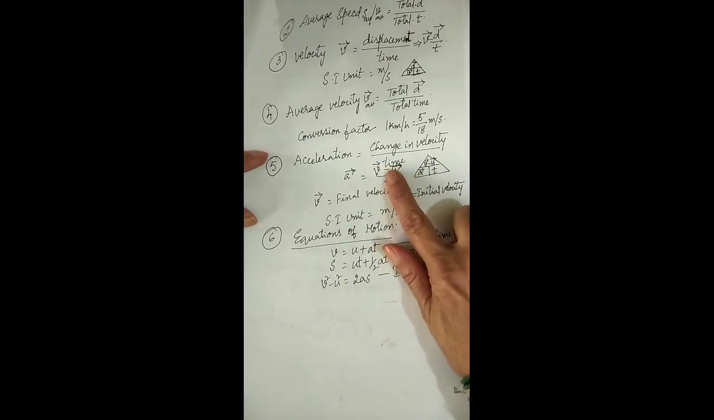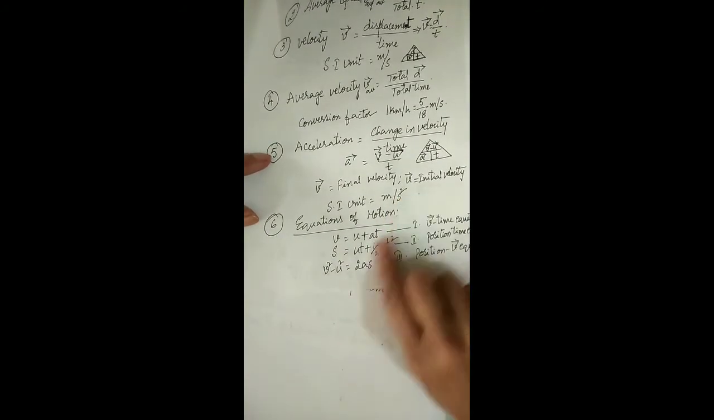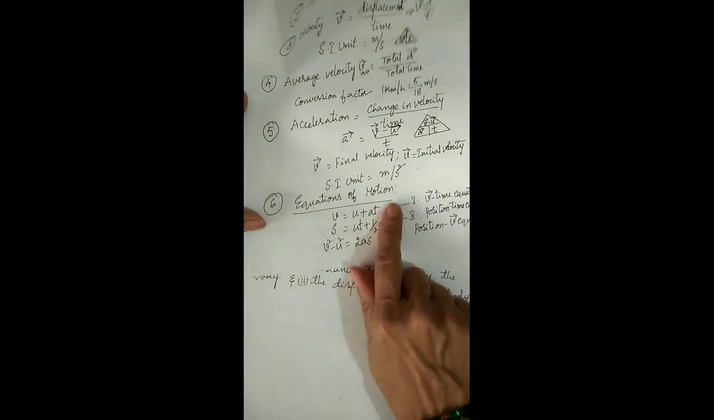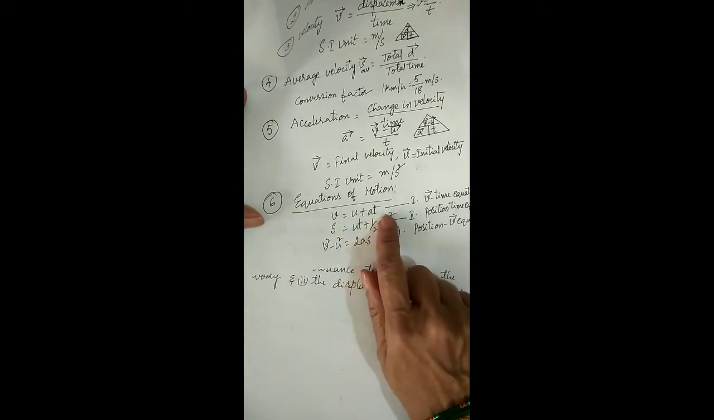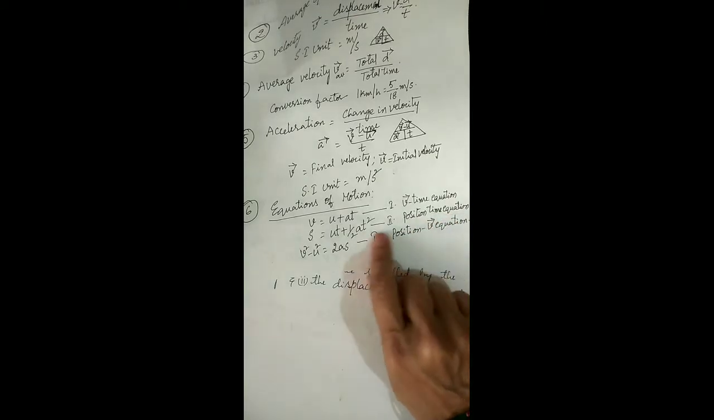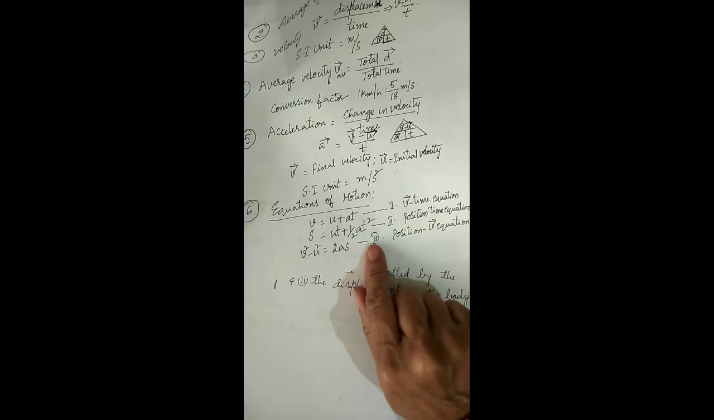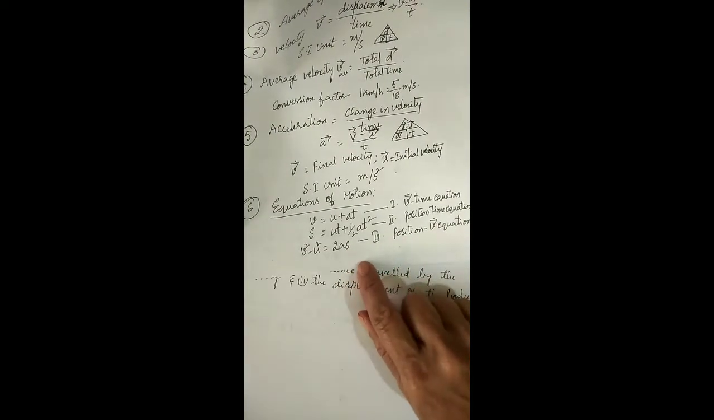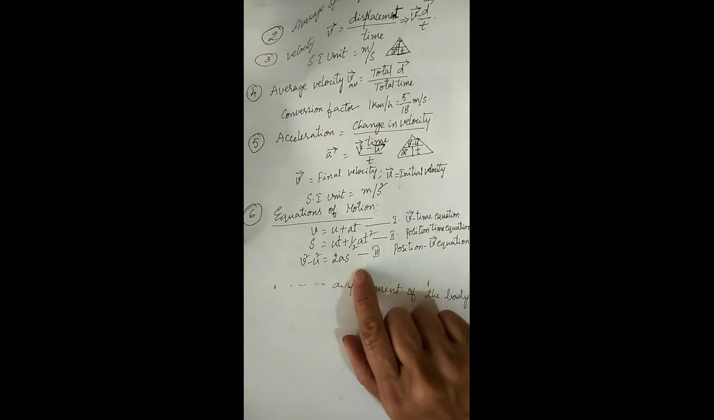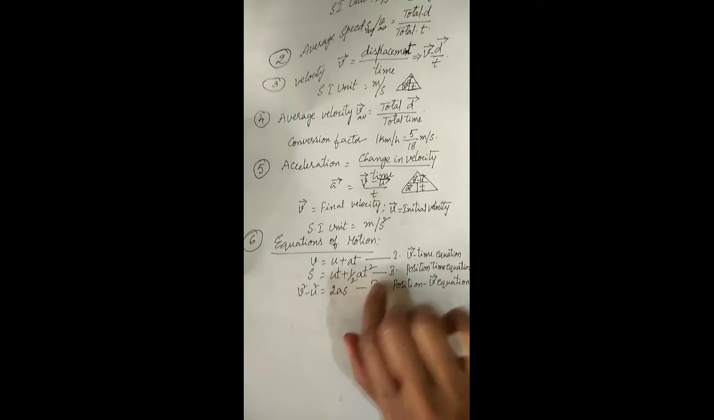Now here A is acceleration, V is final velocity, U is initial velocity, and its SI unit is meter per second square. Now coming to the equations of motion, there are three equations of motion. The first equation is also known as the velocity time equation: V is equal to U plus AT. The second equation is S is equal to UT plus half AT square, also known as the position time equation. The third equation is V square minus U square is equal to 2AS. This is called the position velocity equation.